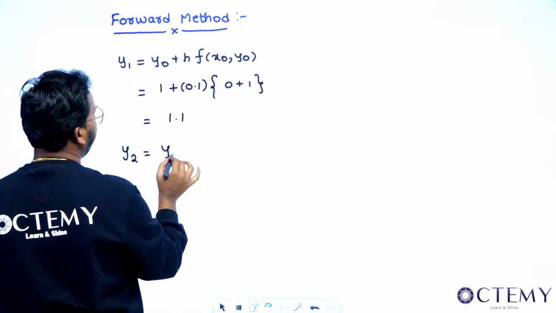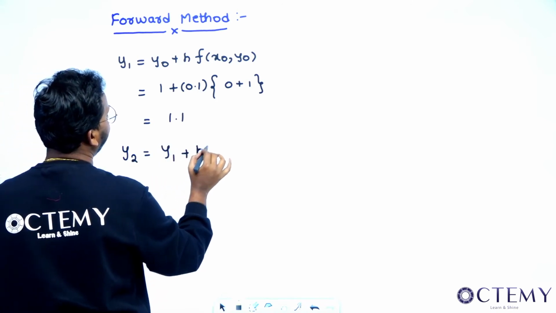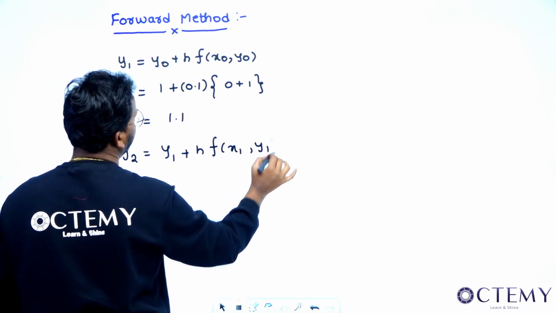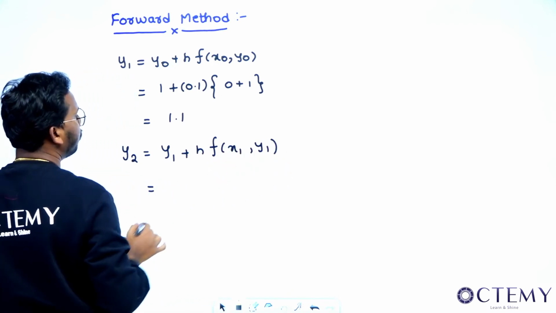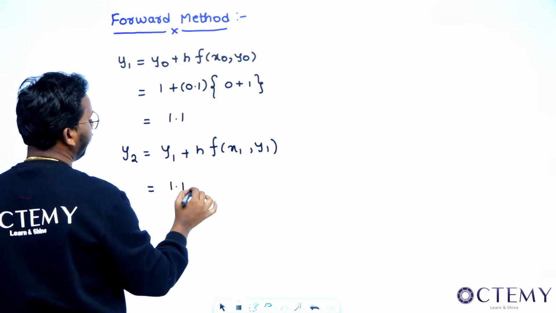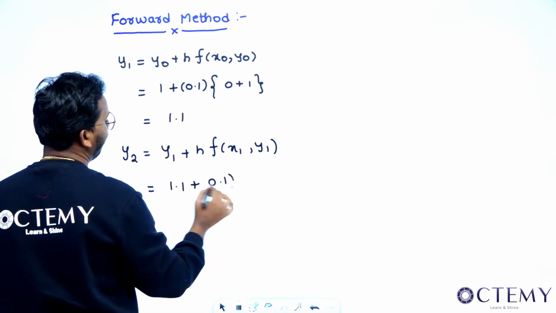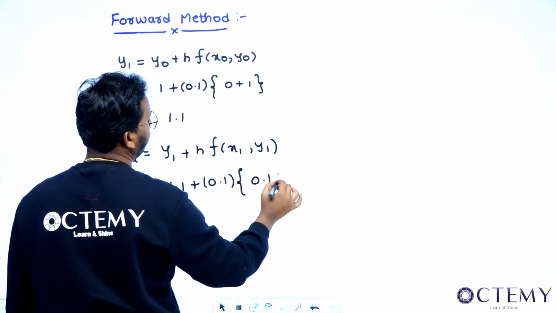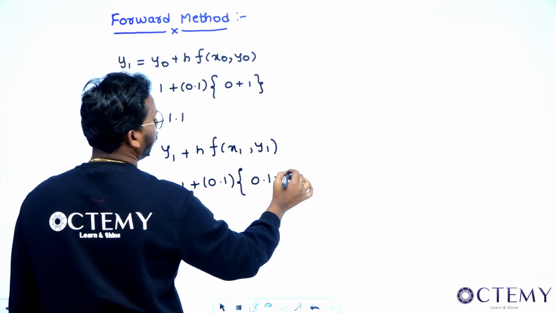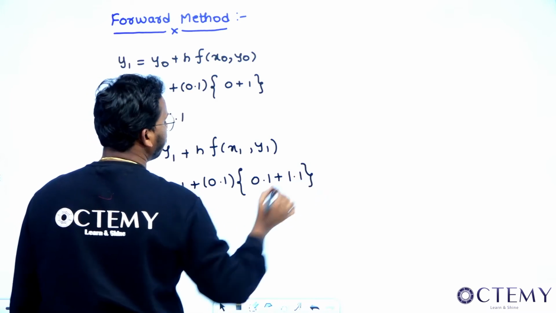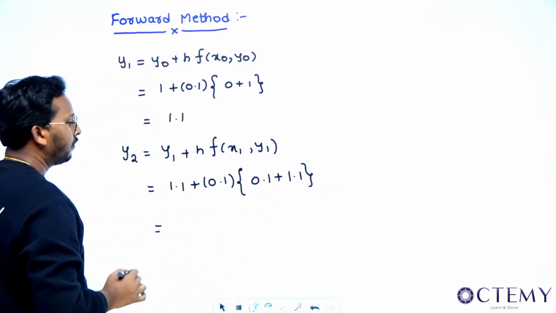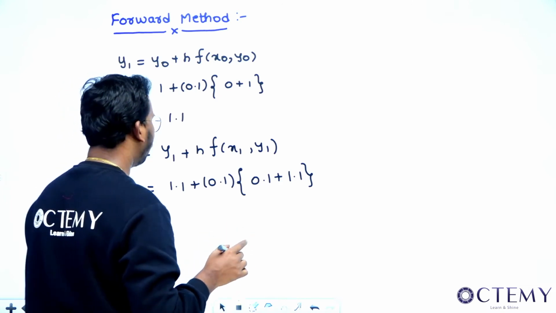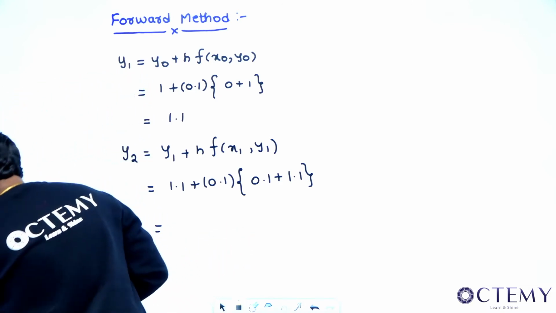y2 will be y1 plus h times f(x1, y1). So this would be 1.1 plus 0.1 times x1, 0.1, plus y1, 1.1. So this would be equal to 1.2. So 0.12. So this would become how much, sir?